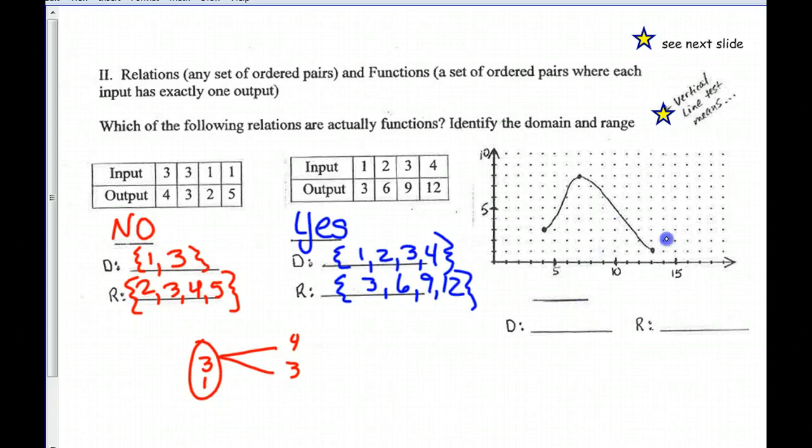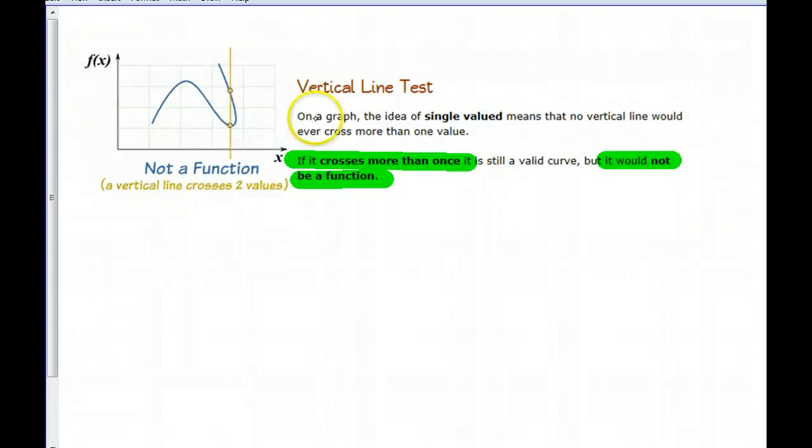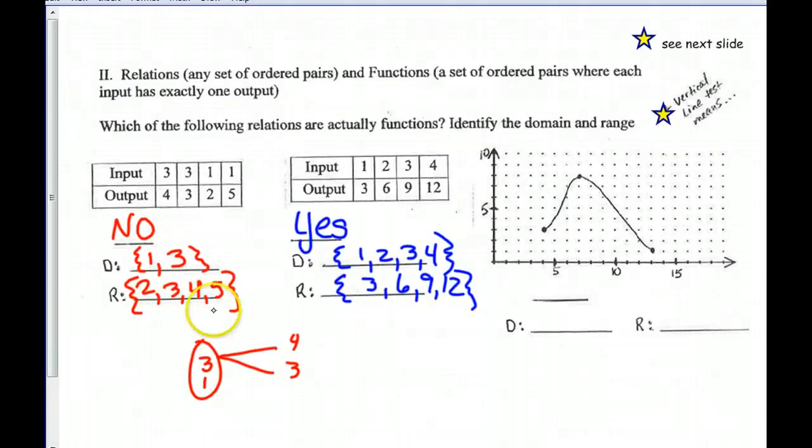All right, how do we decide if this is a function? Something that's been graphed. All right, we're going to use the vertical line test. I think I have a slide on that, so I'm going to go to the next one here. It's not very big. I hope you can see, but on a graph, the idea of a single value means that no vertical line would ever cross more than one. So if a vertical line crosses it in more than one place, it is not a function. Everybody remember that rule now? Okay. So if we go back to this one, does this one seem to be a function? Yes. Okay, so we write yes.